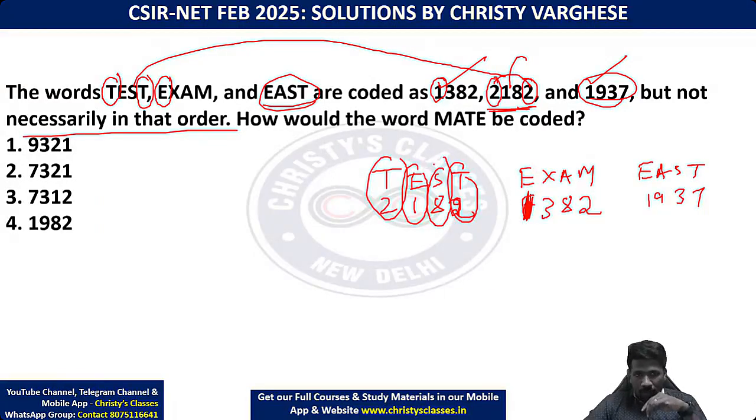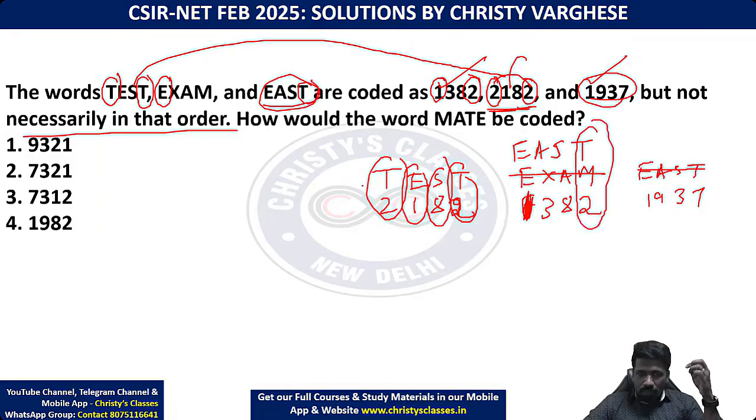Let us check for a mistake. This 2 and T should match. So East is 1382. My mistake. Exam is not 1382. East is 1382. I thought that only one number has 1 as the first digit, but two numbers have 1 as the first digit. So East is 1382 because T should match with 2, because we already know T is 2. So for that, East should be 1382. So exam will be 1937. Exam will be 1937. Other letters also you can cross check.